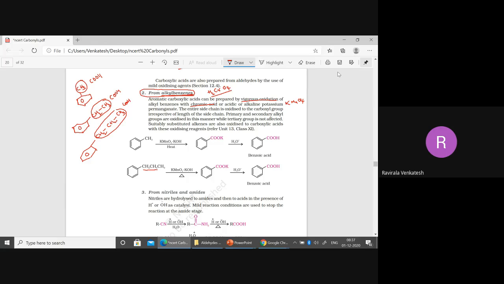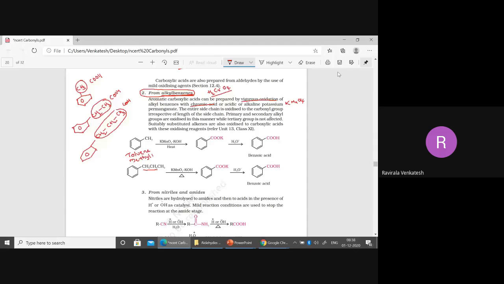You see here, I have taken toluene, which is methyl benzene. When you do oxidation with KMnO4 in basic medium, followed by hydrolysis, you are going to get benzoic acid. Even if you take propyl benzene, which is the IUPAC name, you get the same benzoic acid. If you take ethyl benzene, you get the same product.